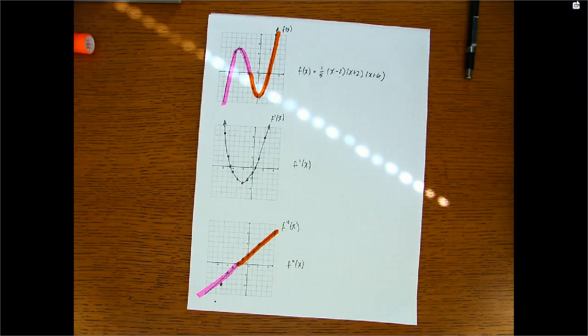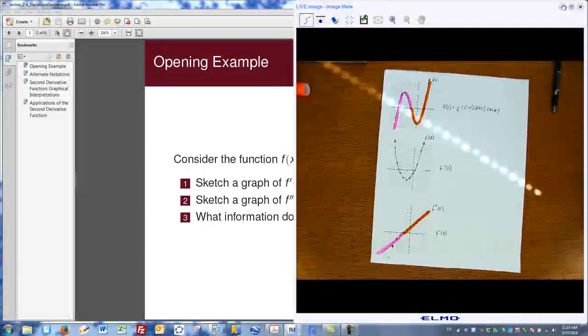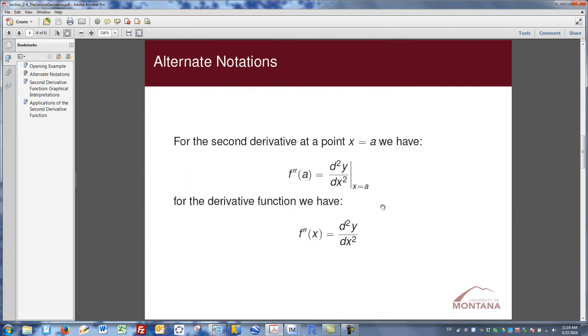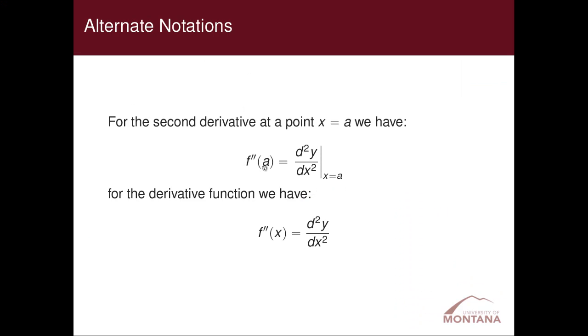Let's go ahead and escape out of here for now and put this away and talk a little bit about the alternate notations. So you already have seen me use this notation, the notation associated with Newton, the f prime notation. Well, for the second derivative, you just add another prime. Now, if you're evaluating that second derivative at a point, finding the slope of the first derivative at a point, then that second derivative at a point would be f double prime at a.